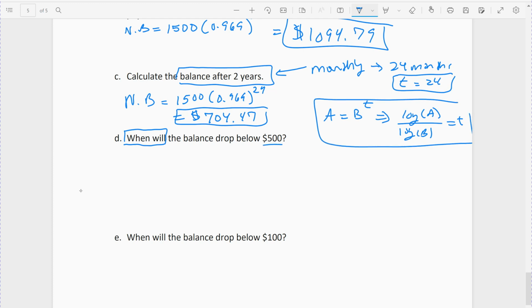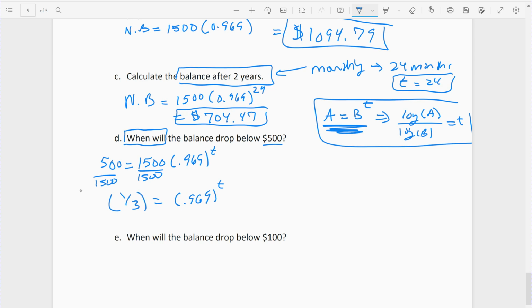So we want our balance to be 500. So 500 equals our 1,500 times 0.969 raised to the t. Before I get started, I have to get it in this form, so I have to divide out the 1,500. So this simplifies to 1/3, leave it exactly 1/3 equals our 0.969 raised to the t. So 1/3 is our a, the 0.969 is our b. So to solve this, t equals log of 1/3 divided by log of 0.969.